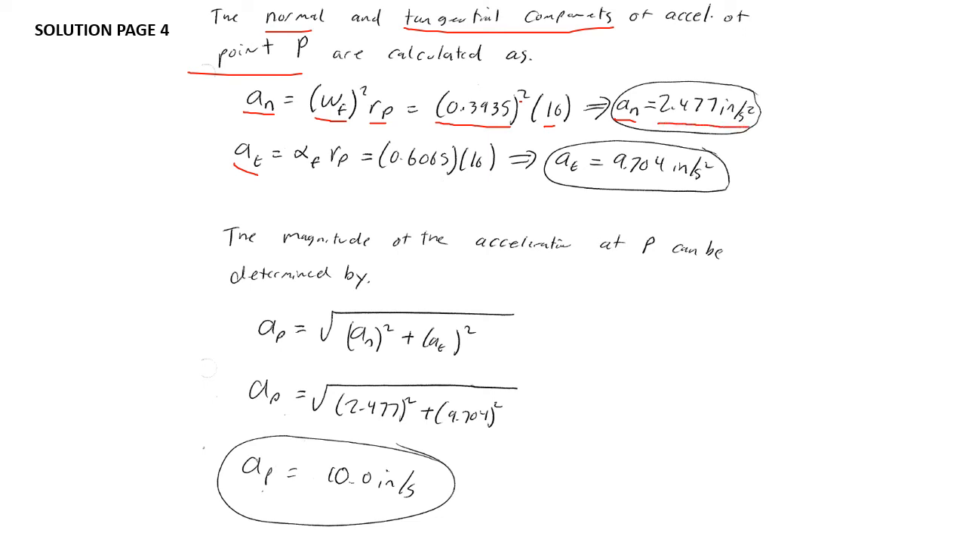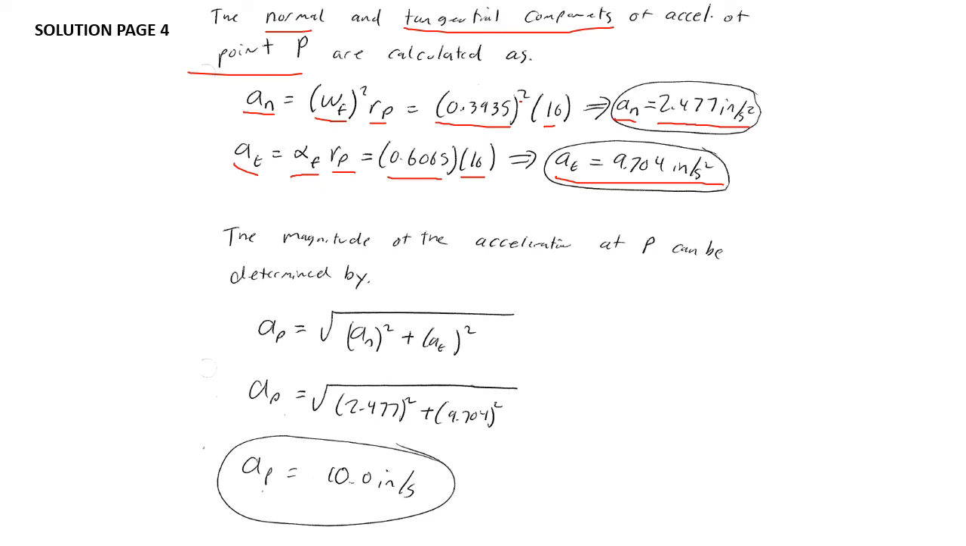Our A sub t is alpha f times our r p. Plug in our known values. Our alpha f is 0.6065 that we just calculated, times our r sub p, which is 16. Plugging those in, our A sub t is 9.704 inches per second squared.